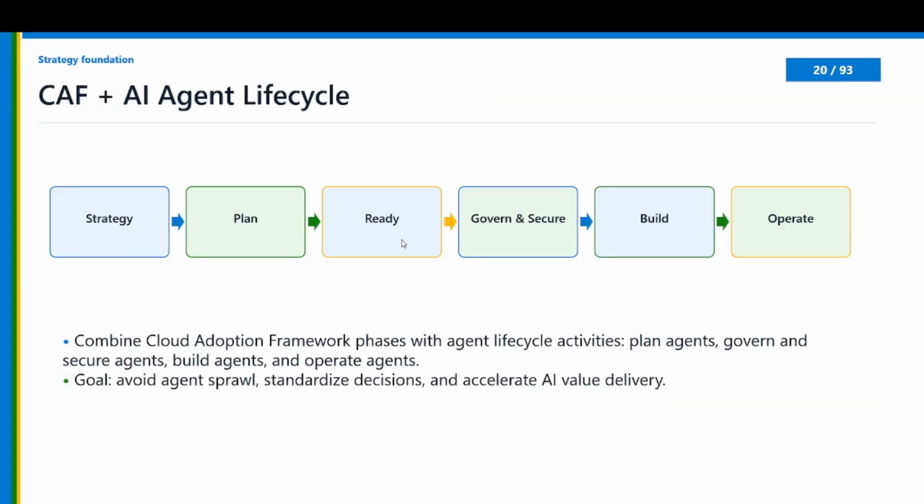Let's look at strategy foundation. So how do you ensure that the enterprise implements cloud strategy? There's what we call cloud strategy, which is driving enterprises to adopt cloud implementation, and they store most of their applications on the cloud for security, easy access, and scalability. So cloud adoption framework, CAF, plus AI agent lifecycle. This is what the architecture of cloud adoption framework and AI lifecycle look like.